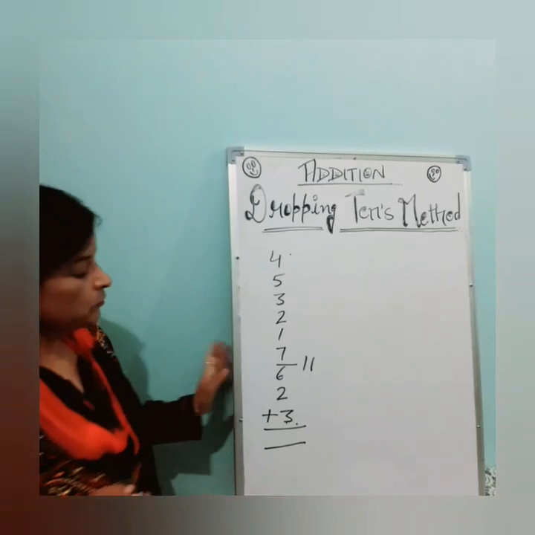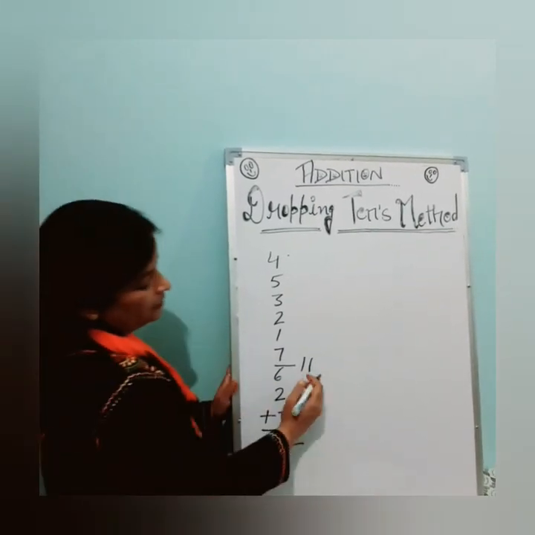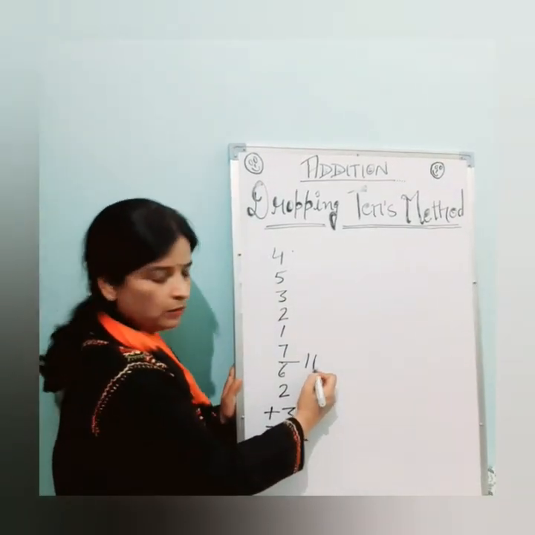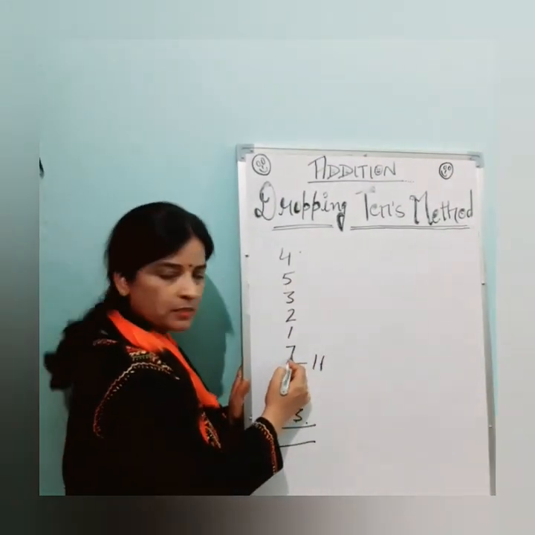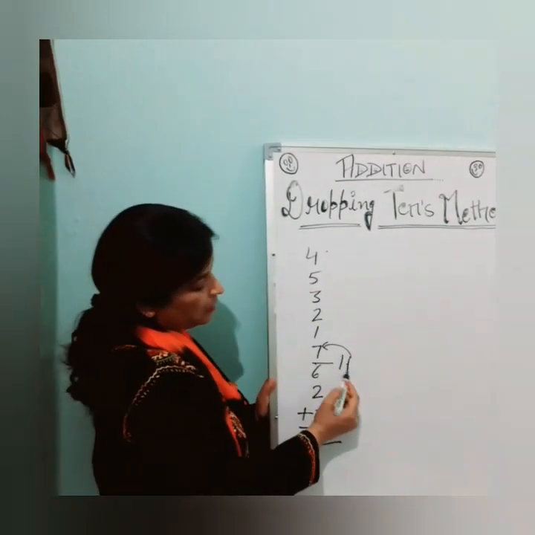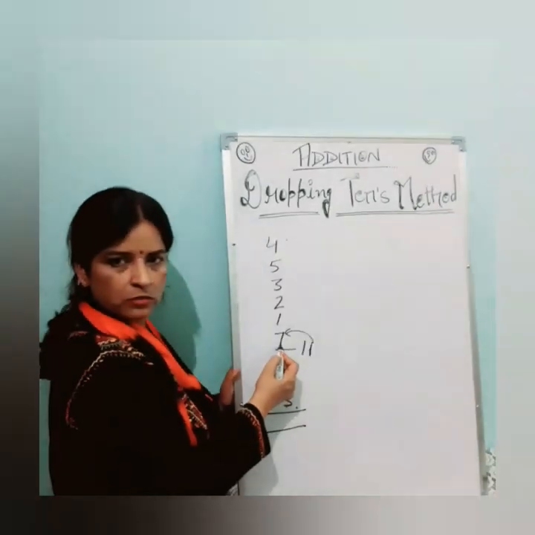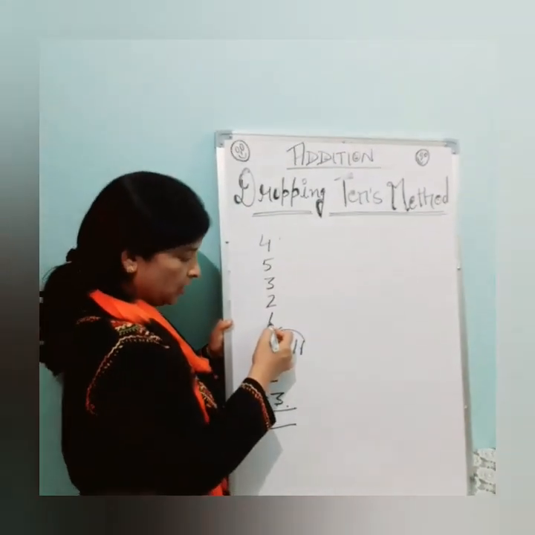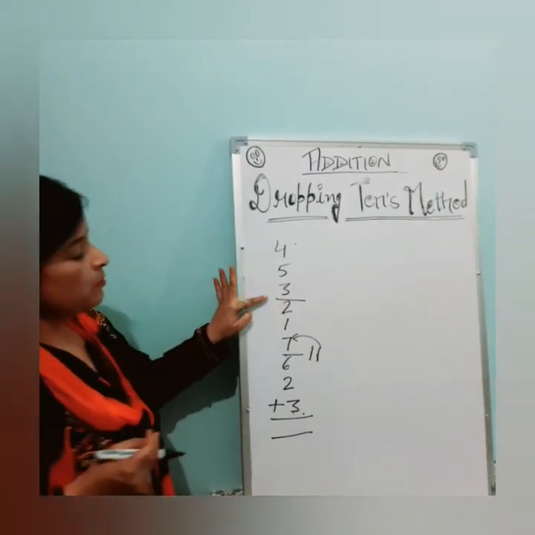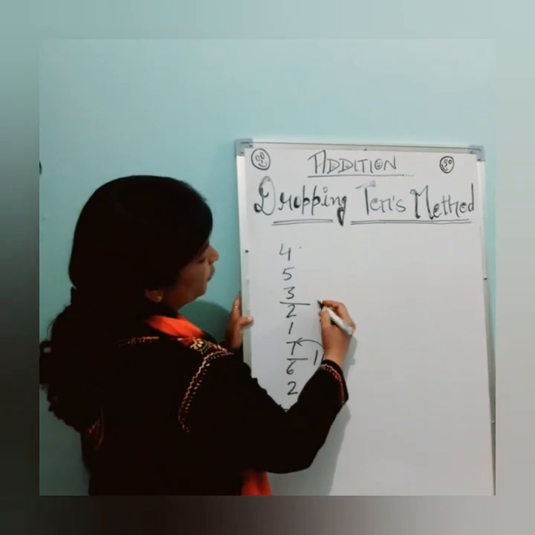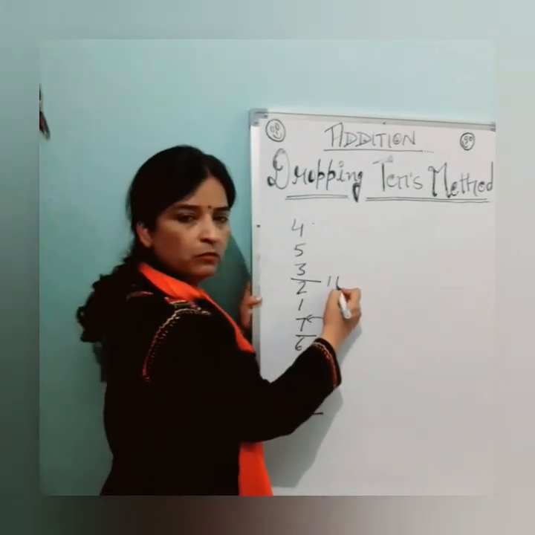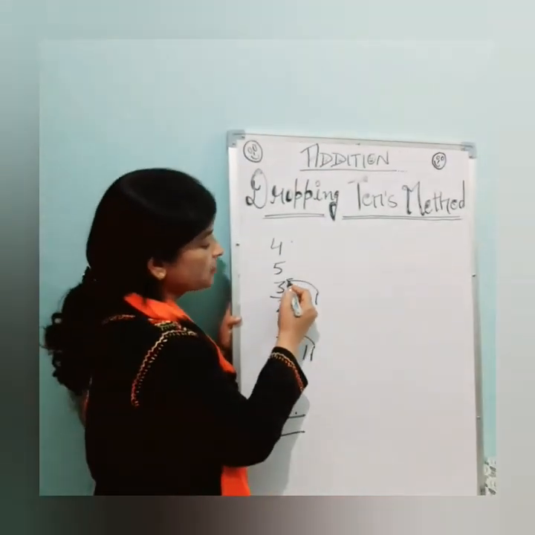So here our sum is 11. So tens we will drop here, and what is remaining? 1. 1 carry to the next number. 1 plus 7, 8. 8 plus 1, 9. 9 plus 2, 11. Again we get a sum more than 10. So we drop 10 here. What is remaining in ones? 1. 1 carry to the next number.